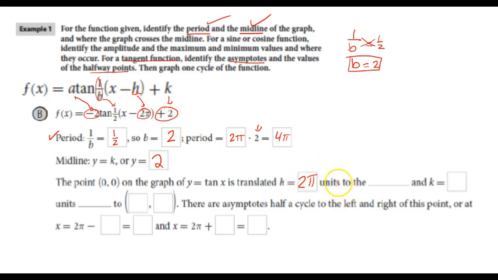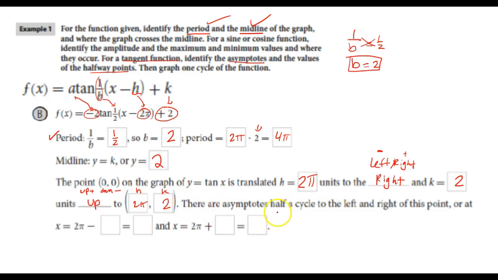Since it's positive, do you think we're going to go to the left or to the right? To the right. And our k value is a positive 2. So do you think we're going to go up or down? Well, up, right? Because it's positive. All right. So that means our actual starting point is going to be 2 pi, comma, 2.